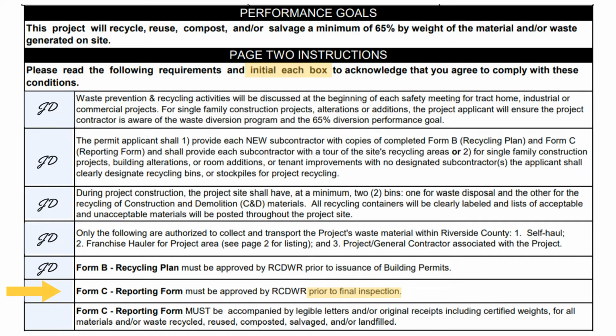This form is your report as to how your recycling plan went. The last condition states that Form C must be accompanied with evidence of waste diversion efforts. Evidence can be in the form of legible letters, original receipts, invoices, and/or reports, including certified weights for all materials being recycled, reused, composted, salvaged, and/or landfilled.